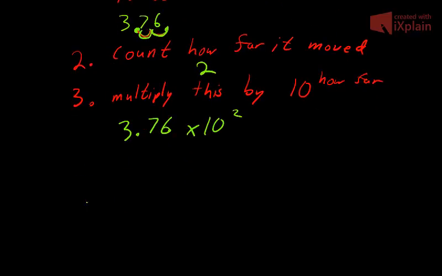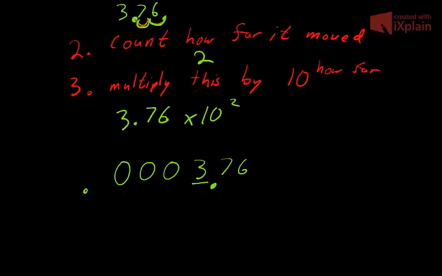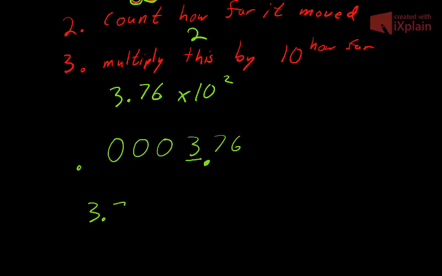So what happens if I have 0.000376? Well, my first step is going to be to move my decimal so I only have one digit to the left, and that digit is going to be the 3 still. So I'm going to put my decimal right here. And then I need to count how far it moved. So I have 3.76, and it moved 1, 2, 3, 4 places. It's going to be times 10 to the 4th.